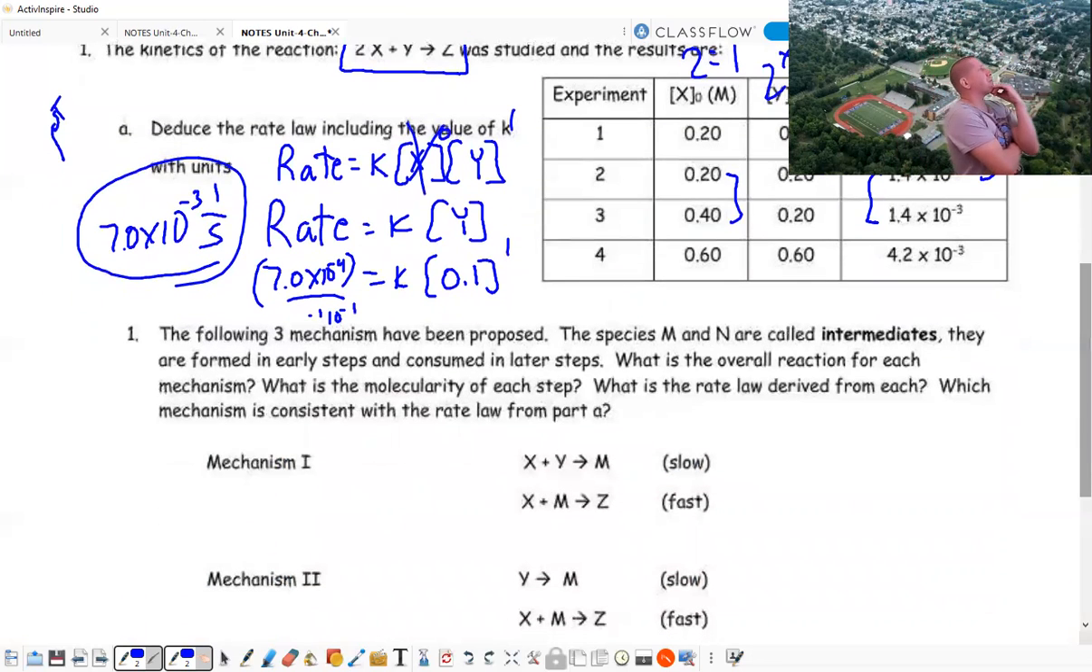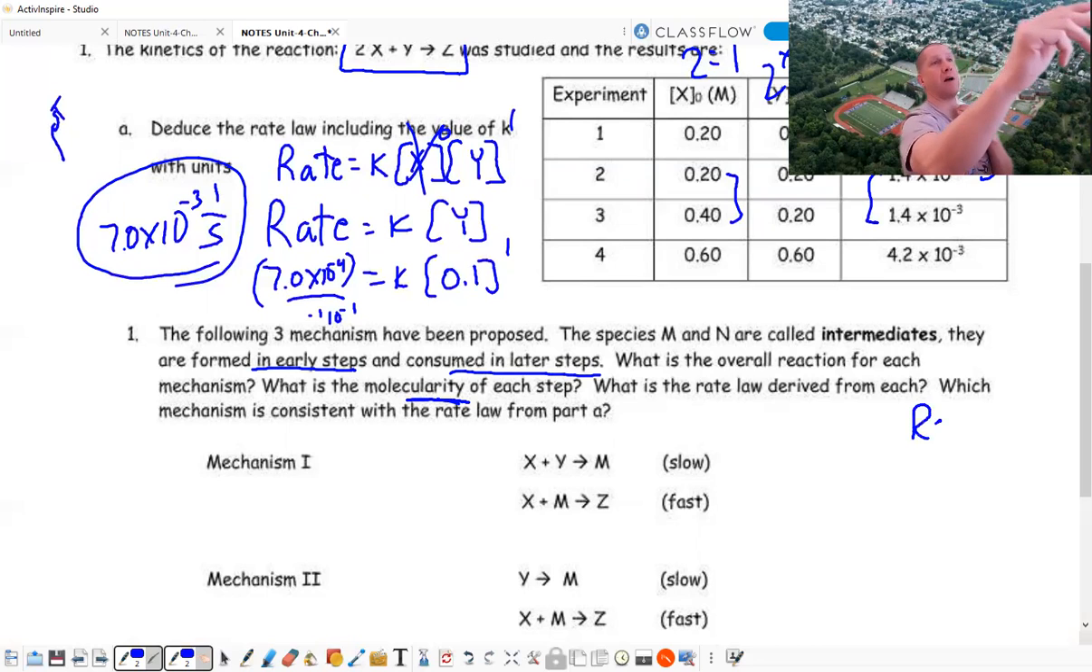The following 3 mechanisms have been proposed. The species M and N are called intermediates, in that they're formed in earlier steps and then consumed in later steps. What is the overall reaction of each? What is the molecularity of each step? And then what is the rate law derived from each? And which mechanism is consistent with the rate law in part A?